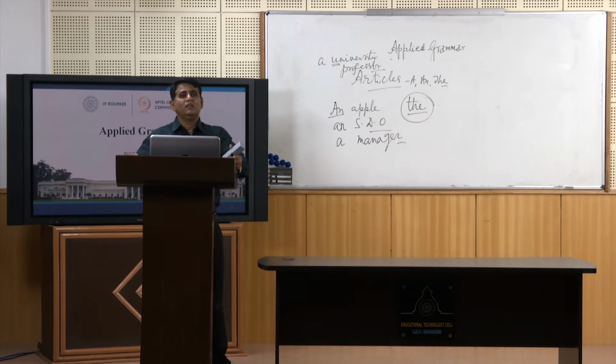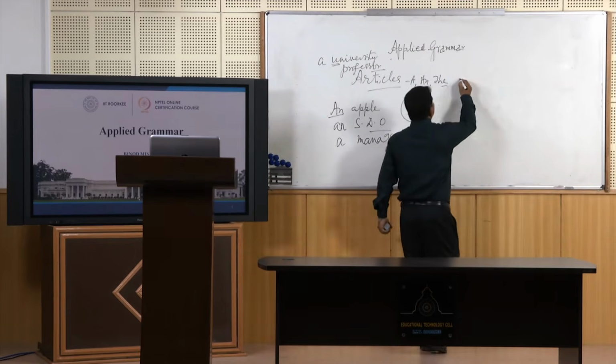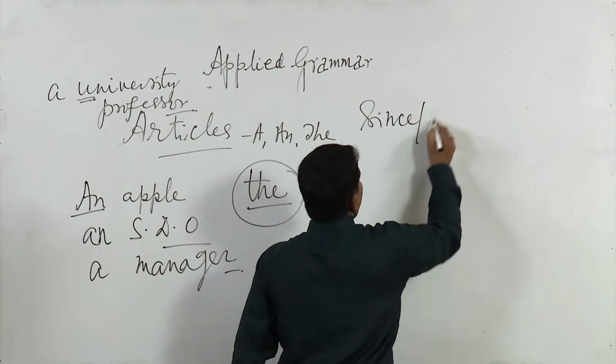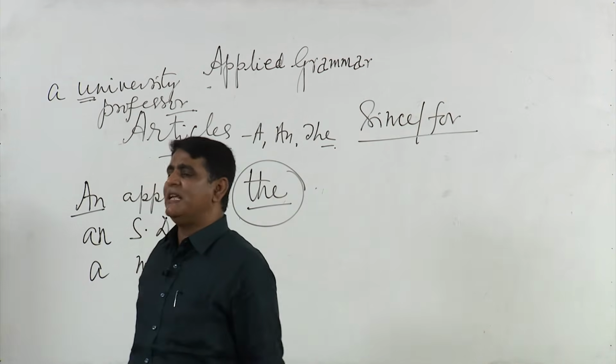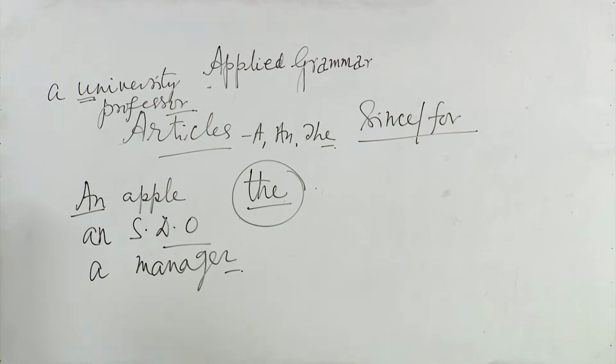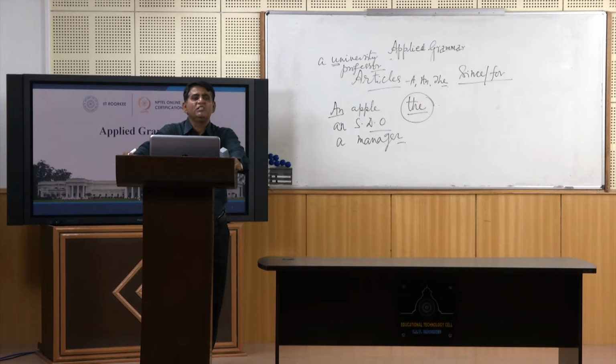Mr. Rathor is senior to me by 5 years, senior to me, fine. Again, there is another problem which people often come across in the use of since and for. So here also a point of caution, that whenever there is certainty, I mean when you know the exact time, for example, I have been teaching in this institute since 2007. Now when I say 2007, I am actually talking of a sort of certainty.